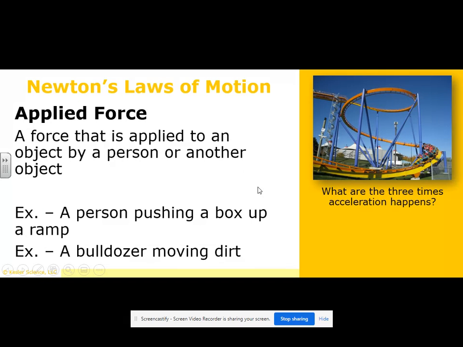Just another word, applied force. This is when you actually put a force onto an object from something else. Okay, so for example, if you push a box, if you lift your backpack up, you push your chair in, those are all applied forces.